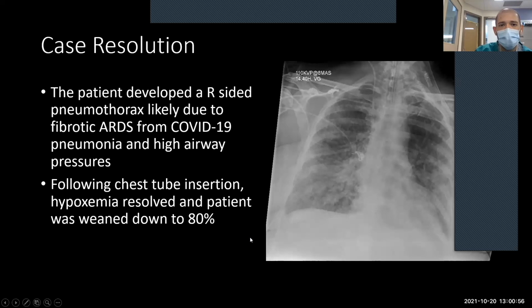And so a chest tube went in, the patient's hypoxemia immediately resolved. This is the X-ray post-chest tube insertion with rapid re-expansion of the lung. Now, this patient actually didn't have any change in their vent settings that led to a pneumothorax. They just had progressive fibrosis of their lung, which led to this in the setting of APRV, which we know is a risk factor for pneumothorax.